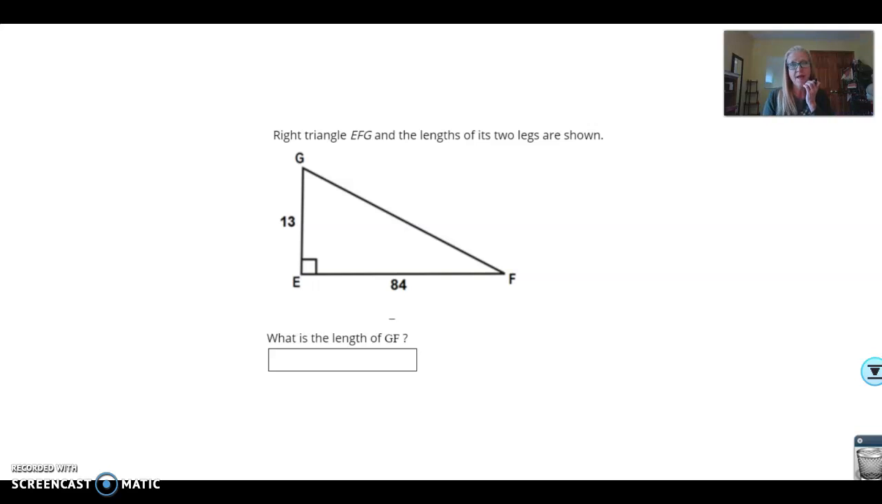Question number 3. Right triangle EFG and the lengths of 2 of its legs are shown. What is the length of GF? Now when they write it like that, GF, that means they want to know the length of the line segment that starts with G and ends with F, which is the hypotenuse. So again, you would do leg squared plus the other leg squared equals the hypotenuse squared. You plug these in, find out what 13 squared is, find out what 84 squared is, add those numbers together, and then take the square root of those.